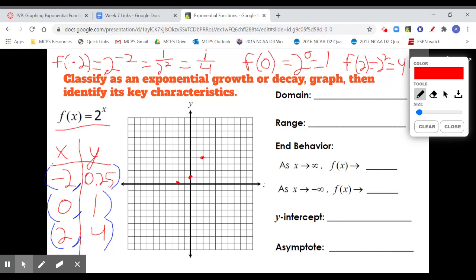Now from here, I can basically go ahead and sketch my function. If you look at these 3 points and you're still not sure exactly how the function is going to look, go ahead and plot a couple extra points. Maybe pick x is -3 and x is 3, and those would give you another couple points, right?